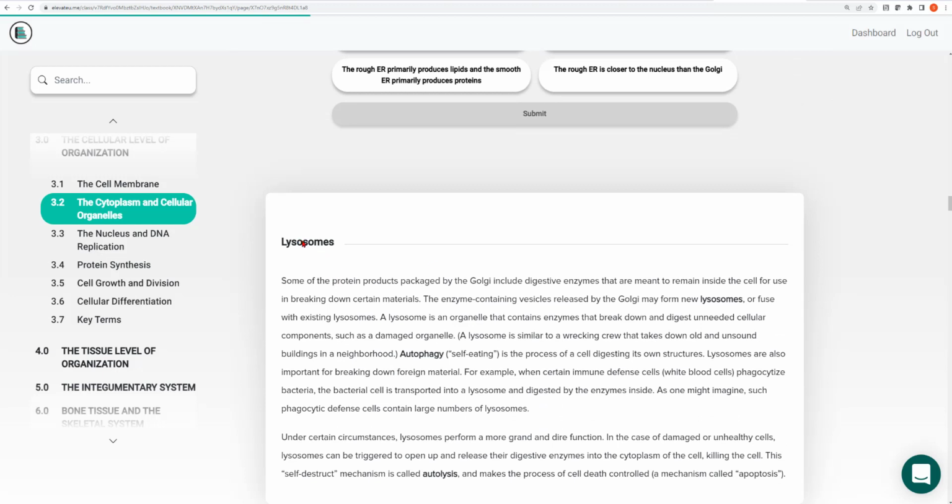Lysosomes. The words tell us what it is. Lys means to break down. Zome is a body, a structure, a thing. So a lysosome is a thing, a body, a structure full of lysing enzymes, that is, enzymes that can break things down. So a lysosome is responsible for breaking down all of the internal molecules, organelles.